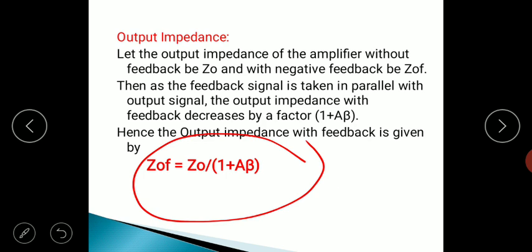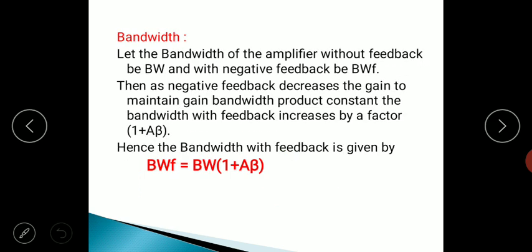So one simple thing you should remember here, wherever there is an increase, you should write the quantity without feedback into 1 plus A beta. And whenever there is a decrease, you should write the quantity without feedback divided by 1 plus A beta. That's why we have written ZIF equal to ZI into 1 plus A beta, whereas ZOF is equal to Z0 by 1 plus A beta.